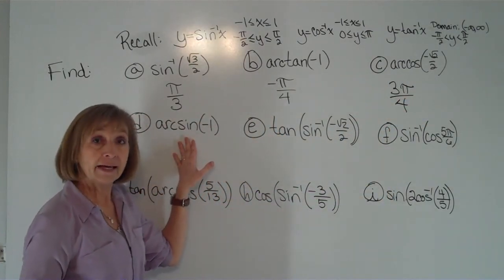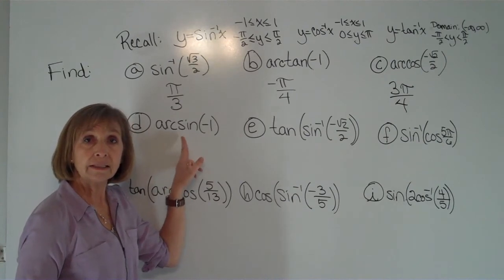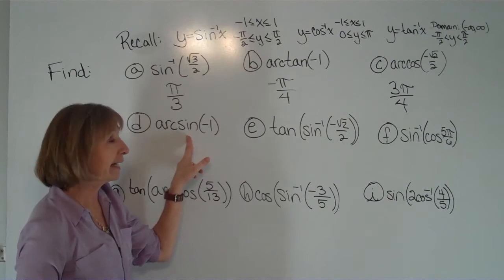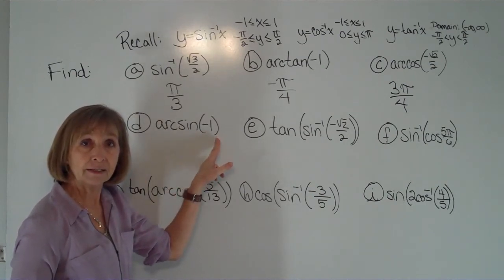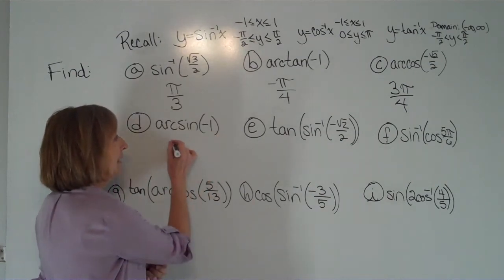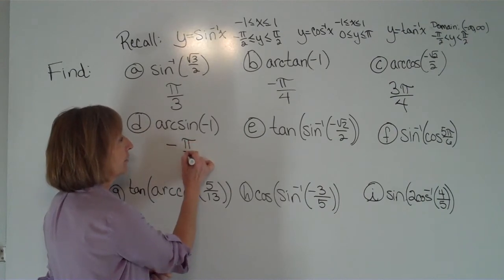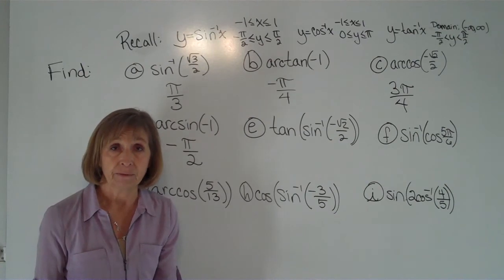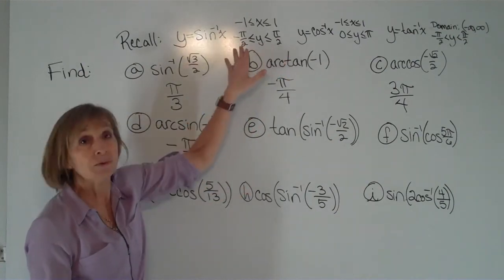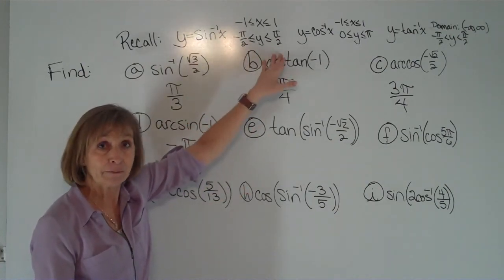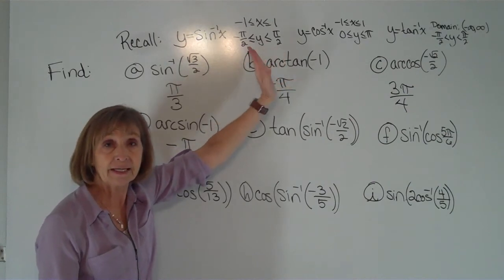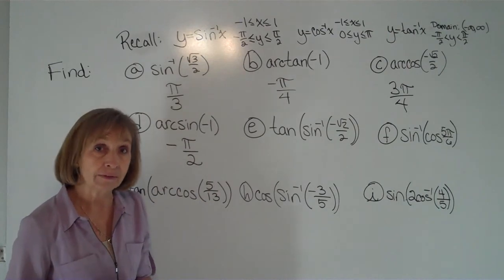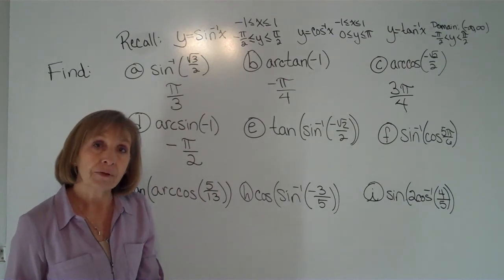How about arc sine of -1? What angle in the span from -π/2 to π/2 has a sine ratio of -1? Well, that would be at -π/2. And notice I can't do 3π/2 because 3π/2 is not in the span from -π/2 to π/2. It's too big to be in the span that we're allowed to give as an output for the inverse sine function.